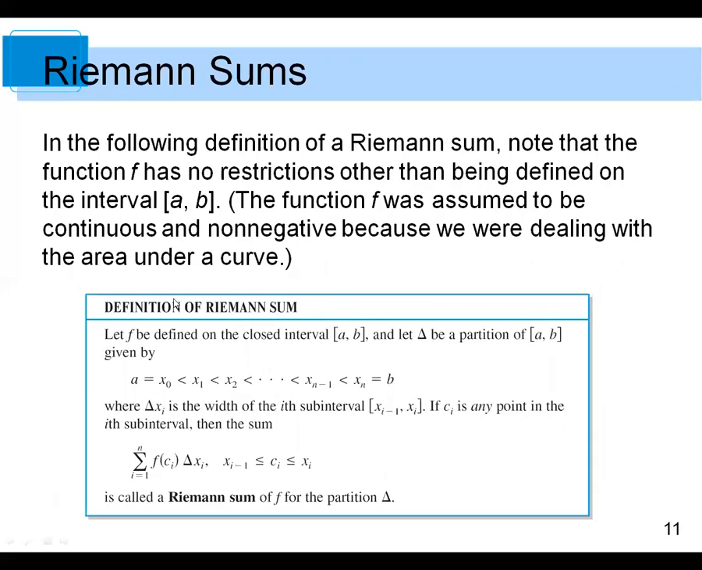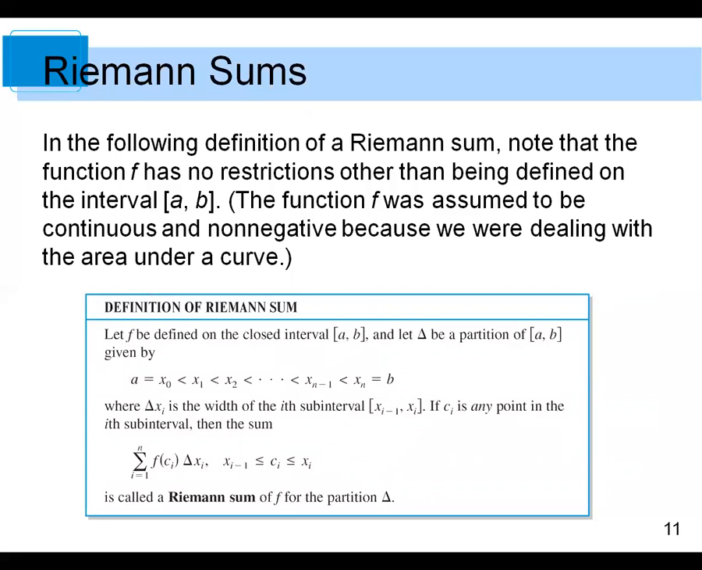So in this following definition of a Riemann sum, note that the function f has no restrictions other than being defined on the closed interval a,b. The function f was assumed to be continuous and non-negative because we were dealing with area under the curve. But for a Riemann sum, the function does not have to be non-negative and technically does not have to be continuous. So let f be defined on the closed interval a to b. It just can't have horizontal gaps in the function because it has to be defined from a to b, but it might have a discontinuity in there. It might have like a jump discontinuity or something like that.